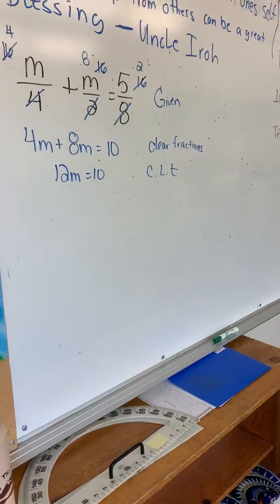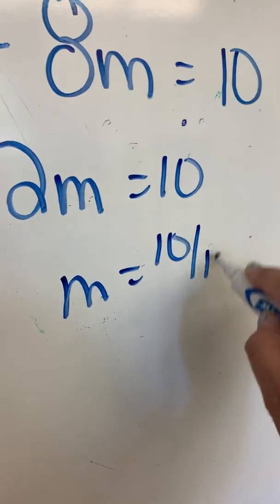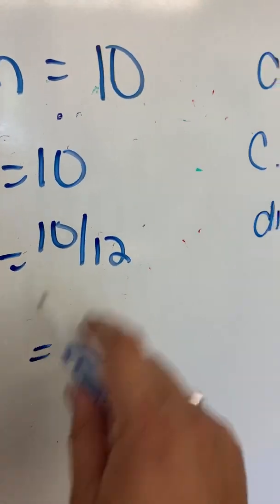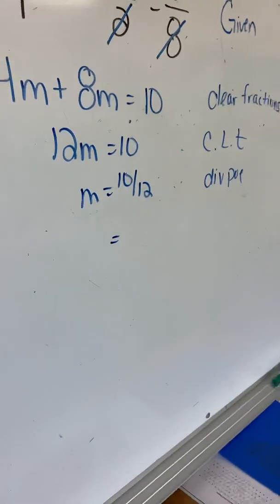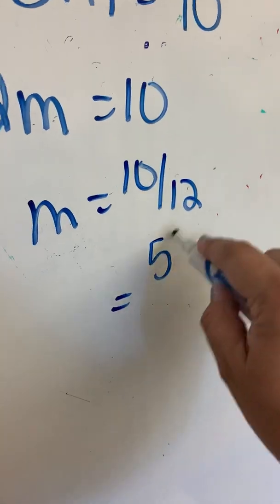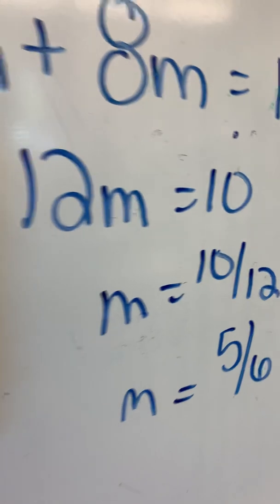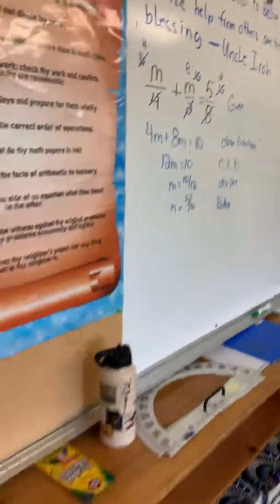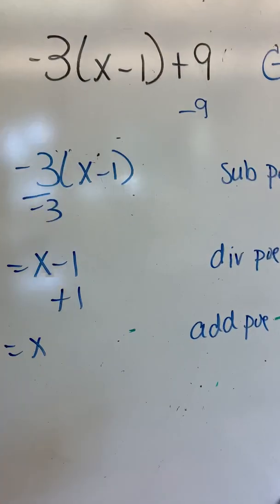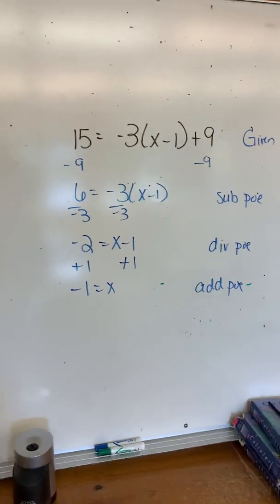Now what? You have to divide by 12. m equals 10 over 12. We did the division property of equality, and now just reduce that fraction. What goes into both of those? 2. How many times is 2 going into 10? 5. So m equals 5/6. Done. Way easier to do it that way, to clear those fractions, than it is to combine like terms with the adding and subtracting of fractions.